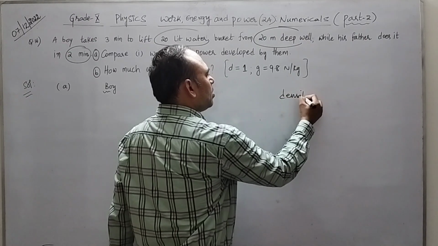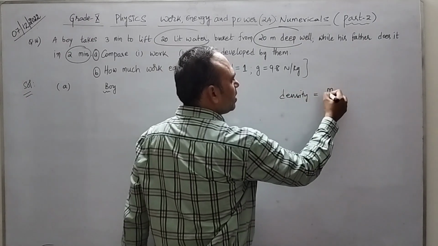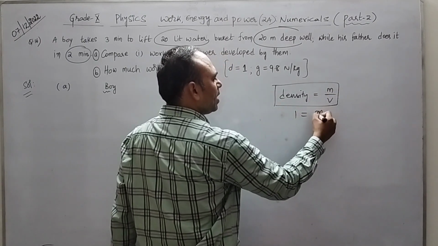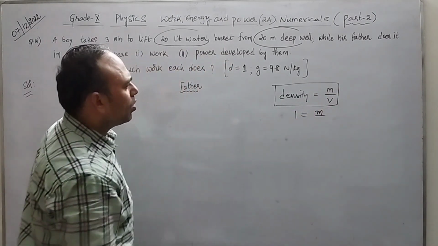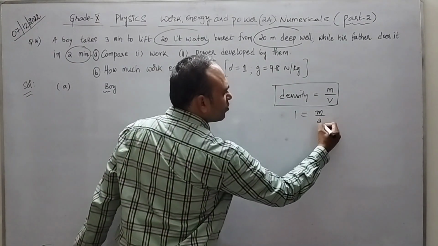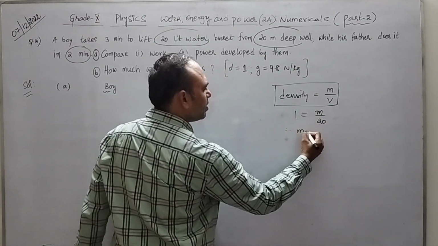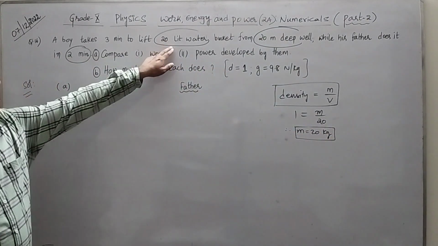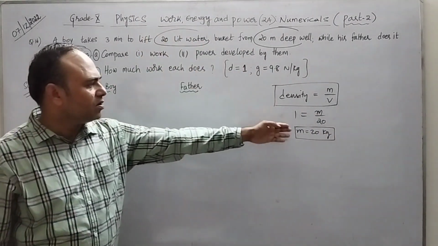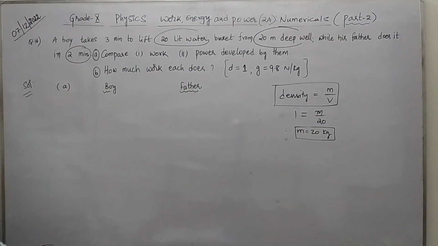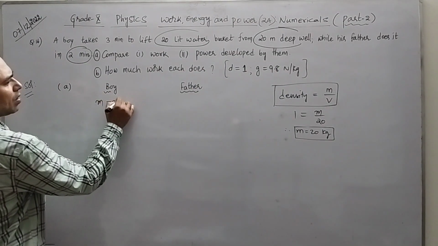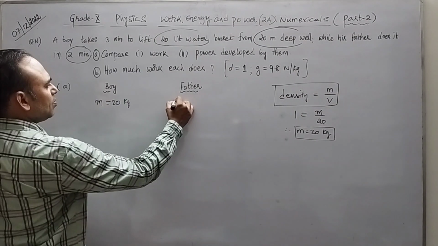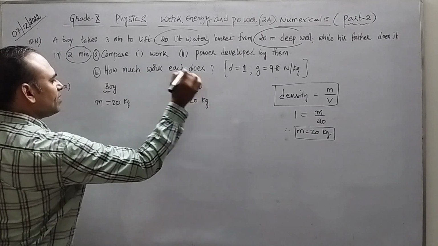If mass is not given, density is there. We know density is equal to mass by volume. Density is 1 and we need to calculate m. What is the volume given? The volume given is 20. So therefore m is equal to 20 kg. If water is given, if 20 liter is there, then it is equivalent to 20 kg. So we can apply that. So the mass is 20 kg here, right? Next, the father also lifts the same.